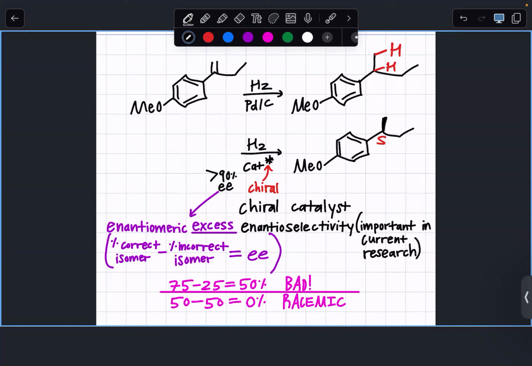Because if you wanted one enantiomer over the other, but you have 50% of one enantiomer and 50% of the other enantiomer, 50 minus 50 is 0% EE. So if you have 0% EE, that means that you have a racemic mixture.